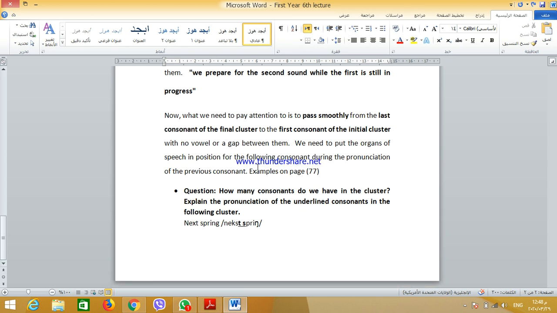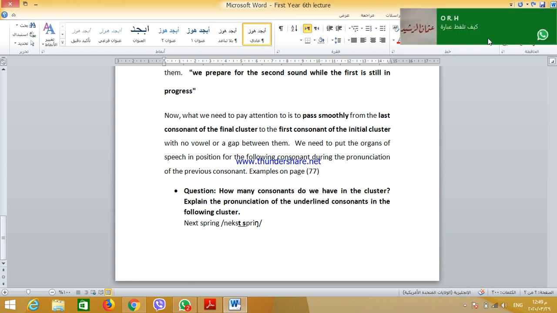Now, the same thing applies to more complex clusters that are clusters of 5, 6, 7, and maybe more. Actually, as I said, we need to pass smoothly from the last consonant of the final cluster to the first consonant of the initial cluster with no vowel, no gap, no pause between them. Okay? As we did before, we need to put the organs of speech in position for the following consonant during the pronunciation, while the pronunciation of the first consonant is still produced.